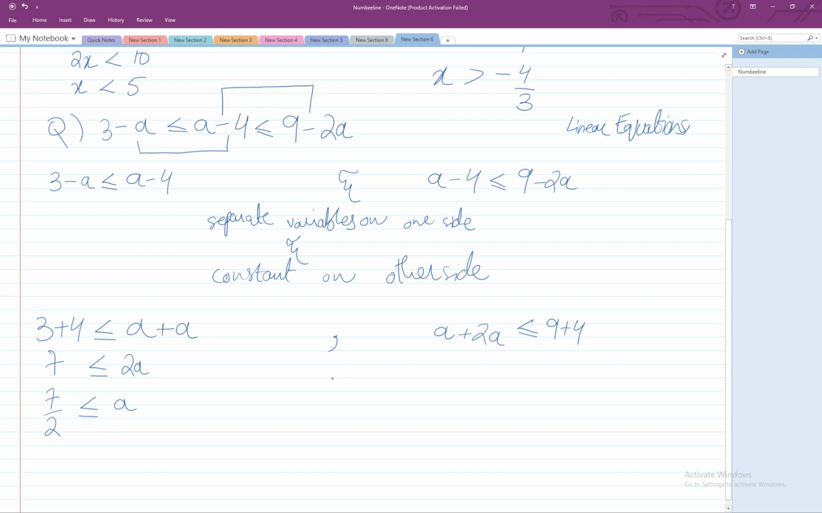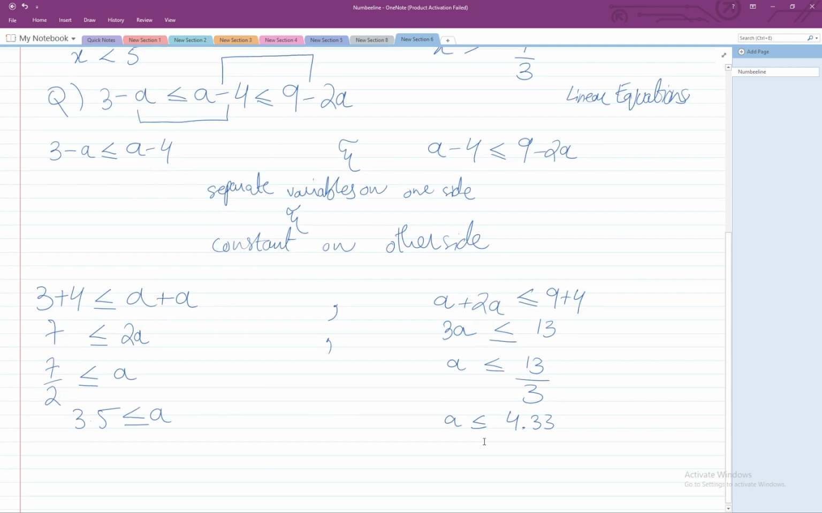In the same way, for the second one, a + 2a gives 3a less than or equal to 9 + 4, which is 13, and a is less than or equal to 13/3. If we write the answer in decimal, a is less than or equal to 4.33, and 3.5 is less than or equal to a.